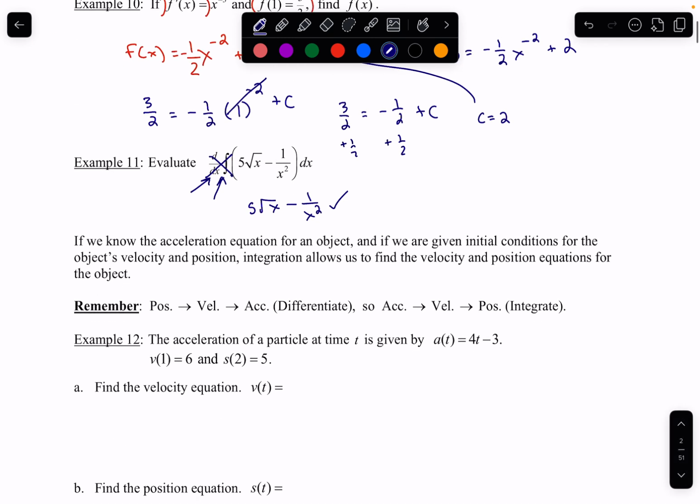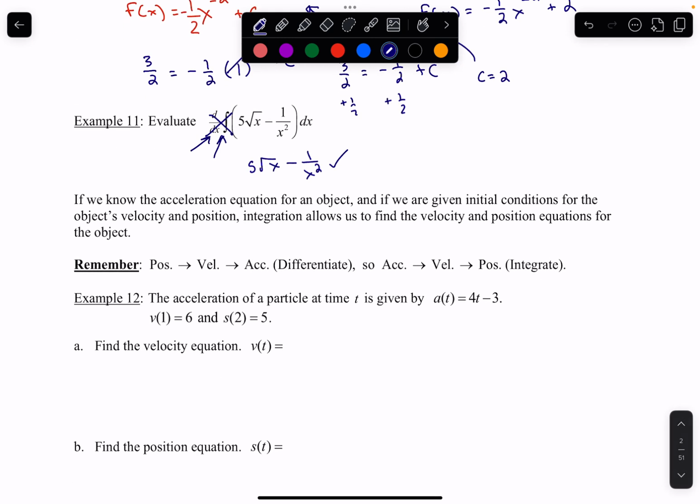All right, if we know the acceleration equation for an object and are given initial conditions, we can go backwards to figure out the velocity and the position functions in physics. So going forward, position, if I take the derivative, I get velocity. If I take the derivative of velocity, I get acceleration. So going backwards, if I take the integral of acceleration, I get velocity. And if I take the integral of velocity, I get my position function.